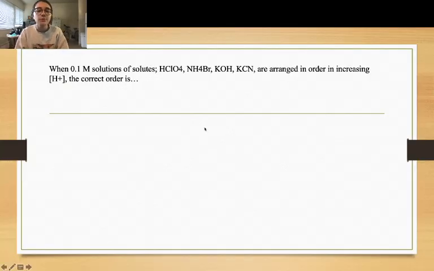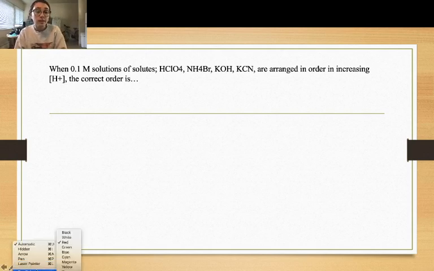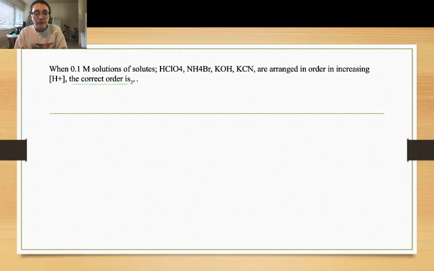Final question. So when I have 0.1 molar solutions of these solutes, I need to arrange them in increasing H plus order. So notice that they're all the same concentration. I'm going to pull up a pen. That's going to be really bright, I can already tell. So this is the correct order.